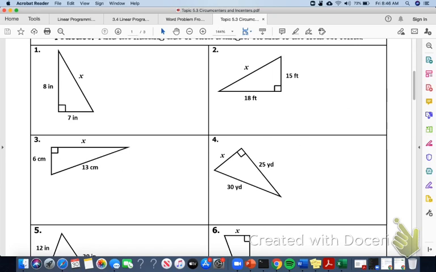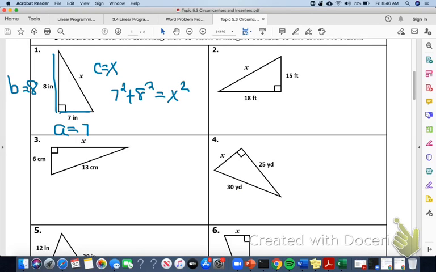So example 1, we are given our legs, and then we are looking for that hypotenuse. So in this case, we're going to say A is 7, and then B is 8, and then C is X. C is our unknown. So when I plug it into my formula, A squared plus B squared equals C squared, I get 7 squared plus 8 squared equals X squared.